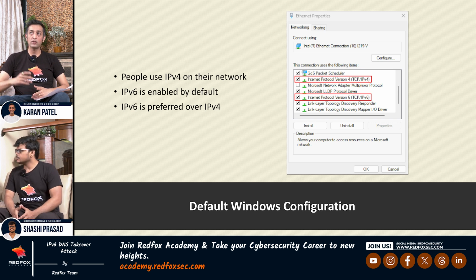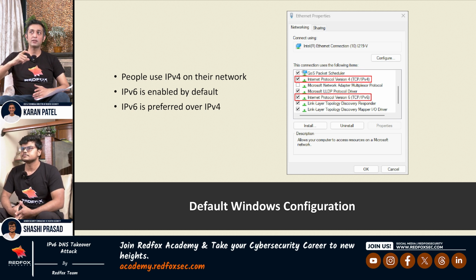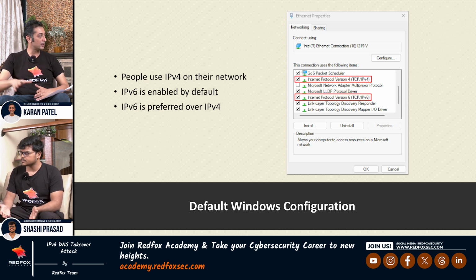So a question on this. Let's say a system is configured to have IPv4 and IPv6. So as per what you said, the communication is going to happen over IPv6 in this case. Okay.